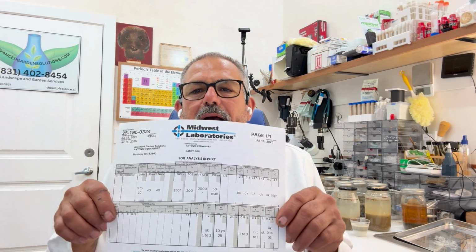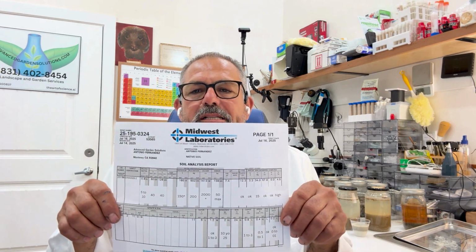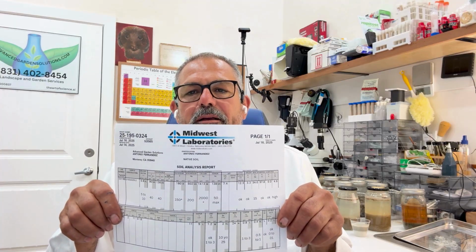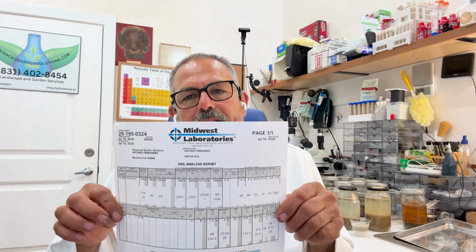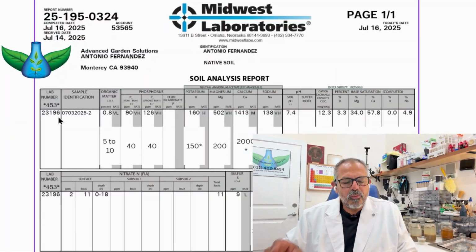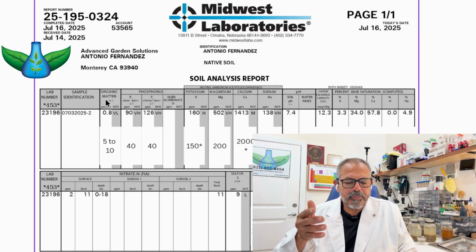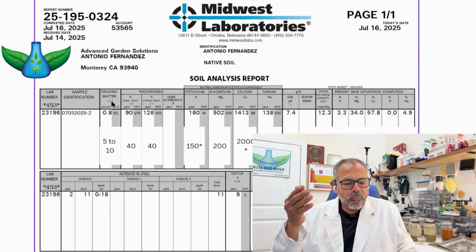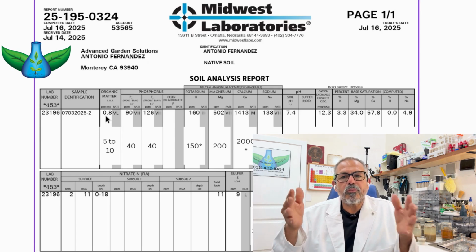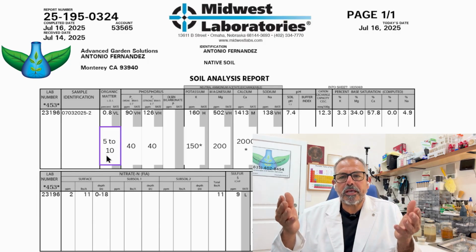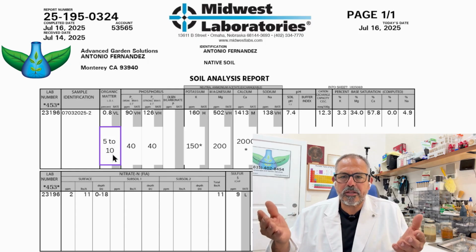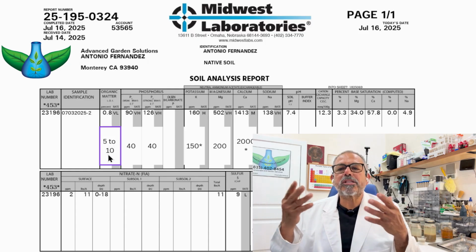Let's take a look at what a professional soil analysis of this particular soil looks like. Right here, I have a soil analysis of this particular clay soil that was done at Midwest Laboratories. We will start with organic matter. In this particular sample, we have an organic matter content of 0.8%, which is very low. In this type of soil, we ideally should have between 5 and 10% organic matter content to make it suitable for gardening.